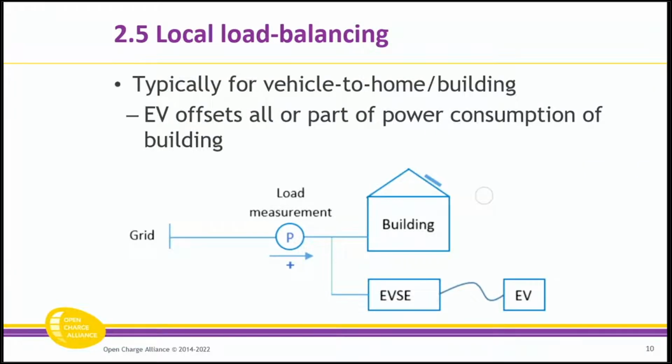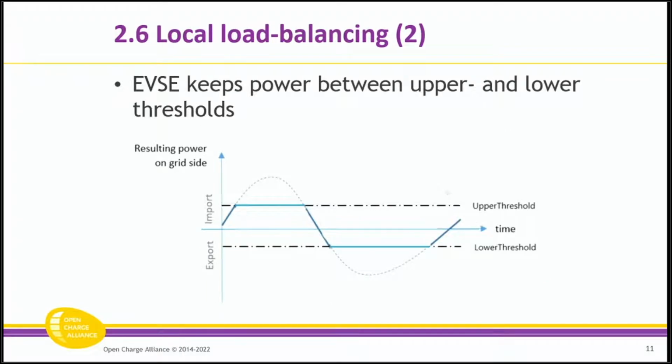And finally, the local load balancing. In this case, for example, for a vehicle to home situation, your charging station could be connected maybe to your smart meter and know what the energy consumption is. And then you can define an upper and lower threshold. And then your charging station will make sure that you stay within this threshold. So if you are going to use more power, then the vehicle will start discharging so that your net usage stays within the threshold. And if your home situation starts to generate, solar panels, for example, then the vehicle will compensate with charging.